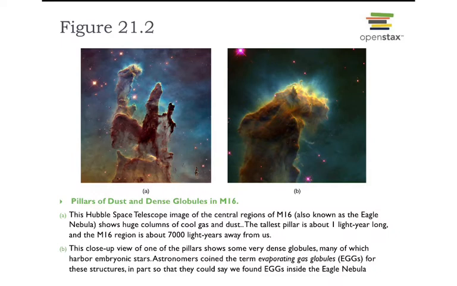Here's another image, some pillars of dust as well, and again coloration added there. And so this is M16, which is about 7,000 light years away from us. And you can see the gas surrounding there, darker, more dense regions towards the center there. And this is also known as the Eagle Nebula.